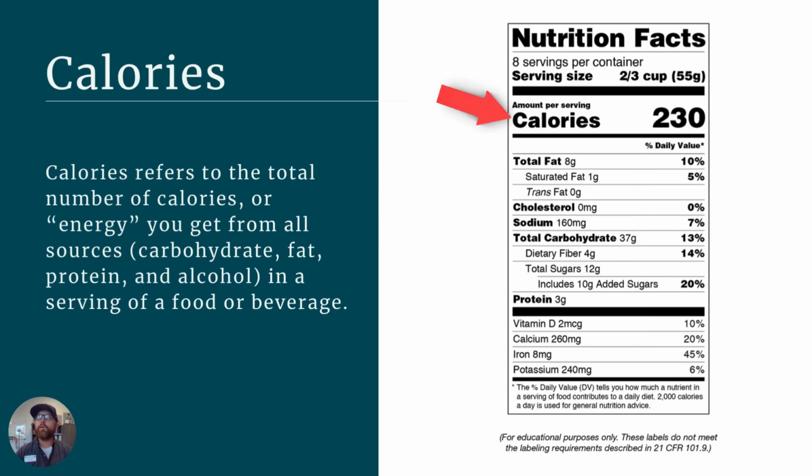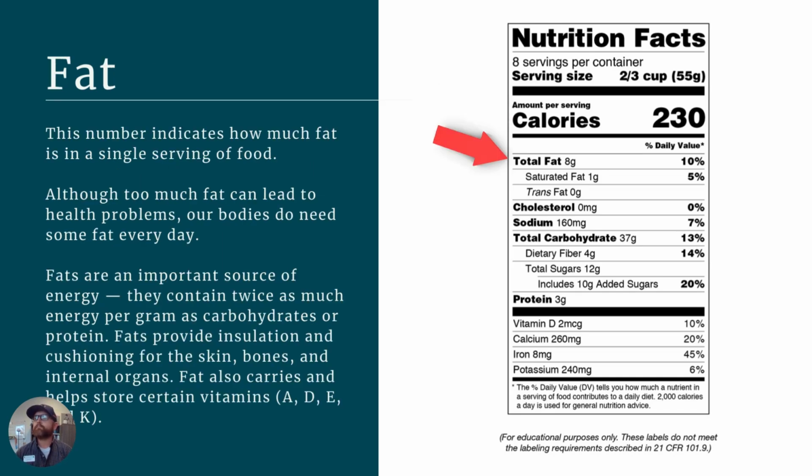Calories are next. Calorie refers to the total number of calories. And when we say calories, we mean energy that we're getting from all sources, from carbohydrates, fats, protein, and alcohol in a serving of a food or a beverage. And as you can see here with this new nutrition label that came out a few years ago, calories has been increased in size significantly from its previous iterations.